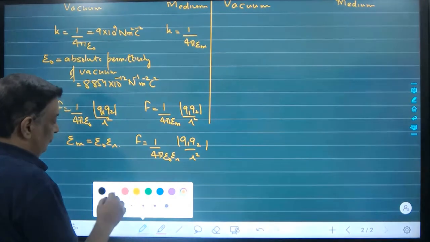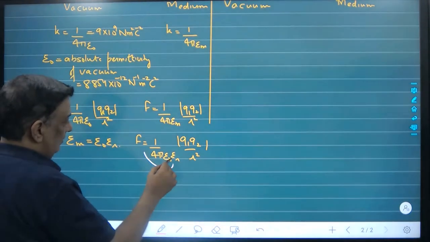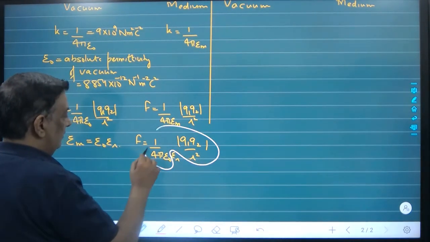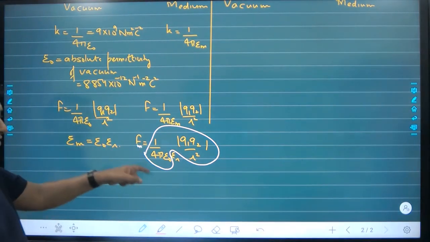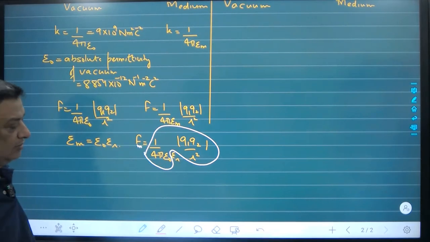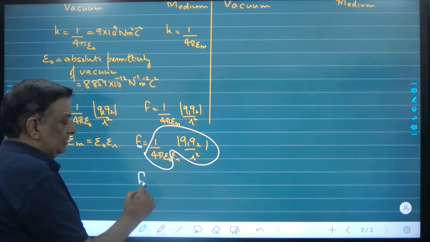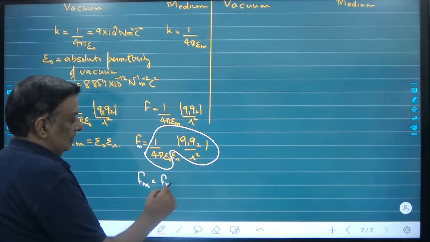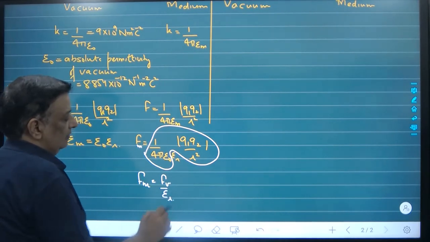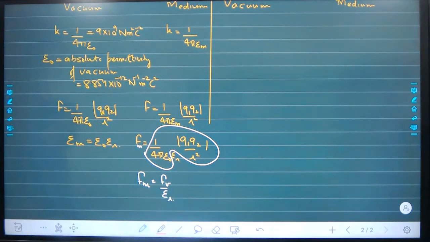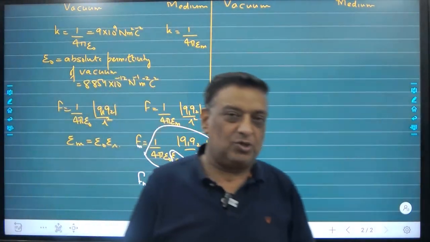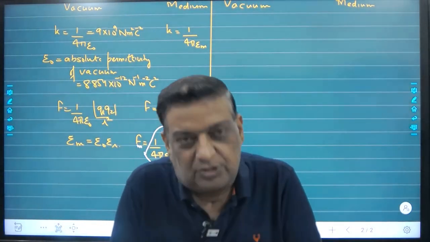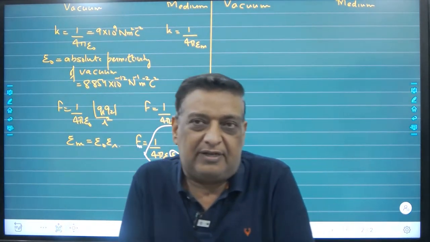If you see carefully, this portion is force in vacuum. So we can say force in medium is force in vacuum upon epsilon r. Now, when we say that in medium, epsilon r is always greater than 1, it's called relative permittivity or dielectric constant.